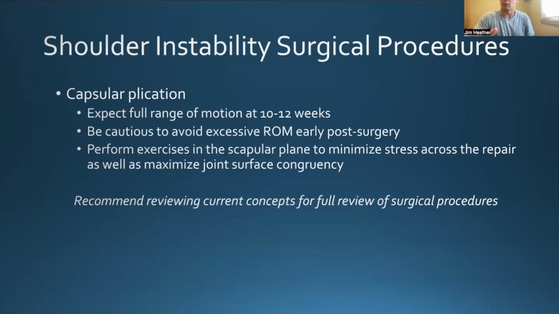Unlike a rotator cuff tear, where we want to see full range of motion before that, with a capsular plication we need to go a little bit slower. So we're not going to see full range here for 10 to 12 weeks. And we need to be cautious to avoid excessive range of motion early on.